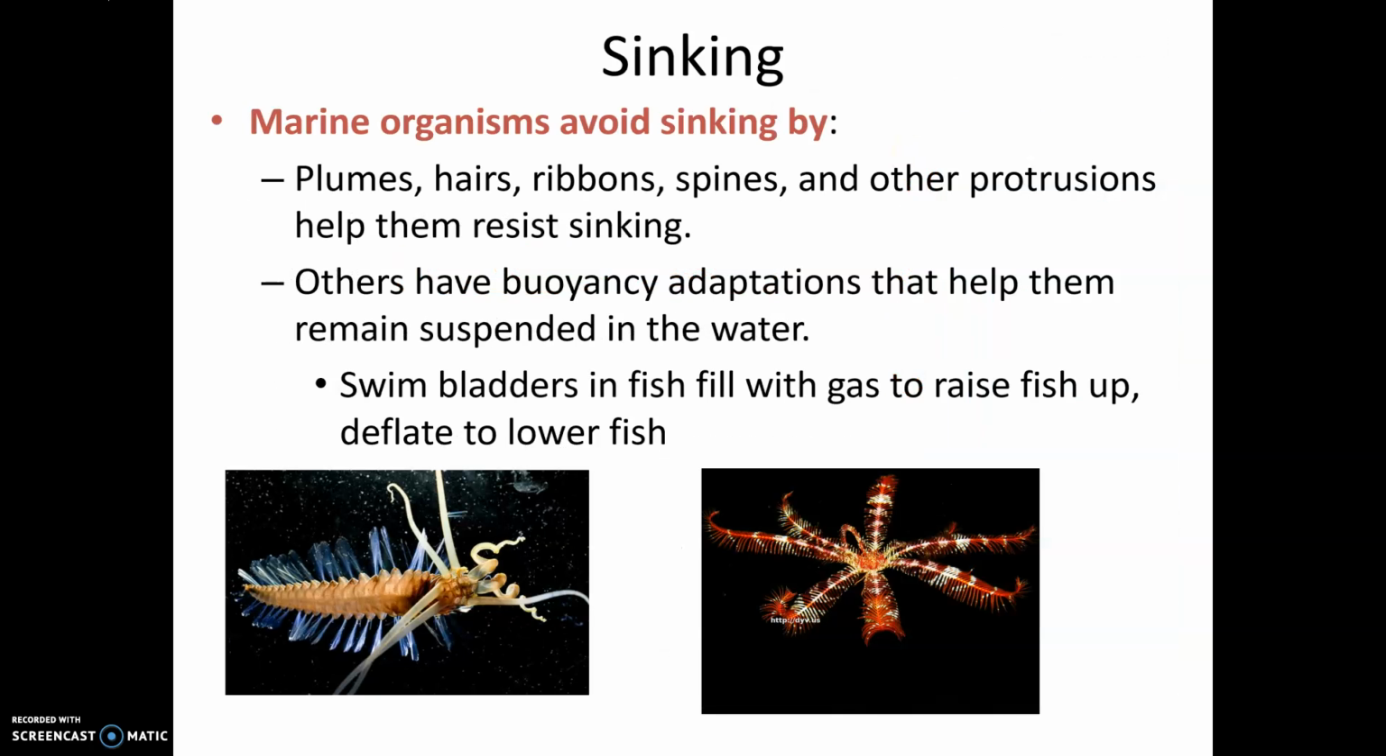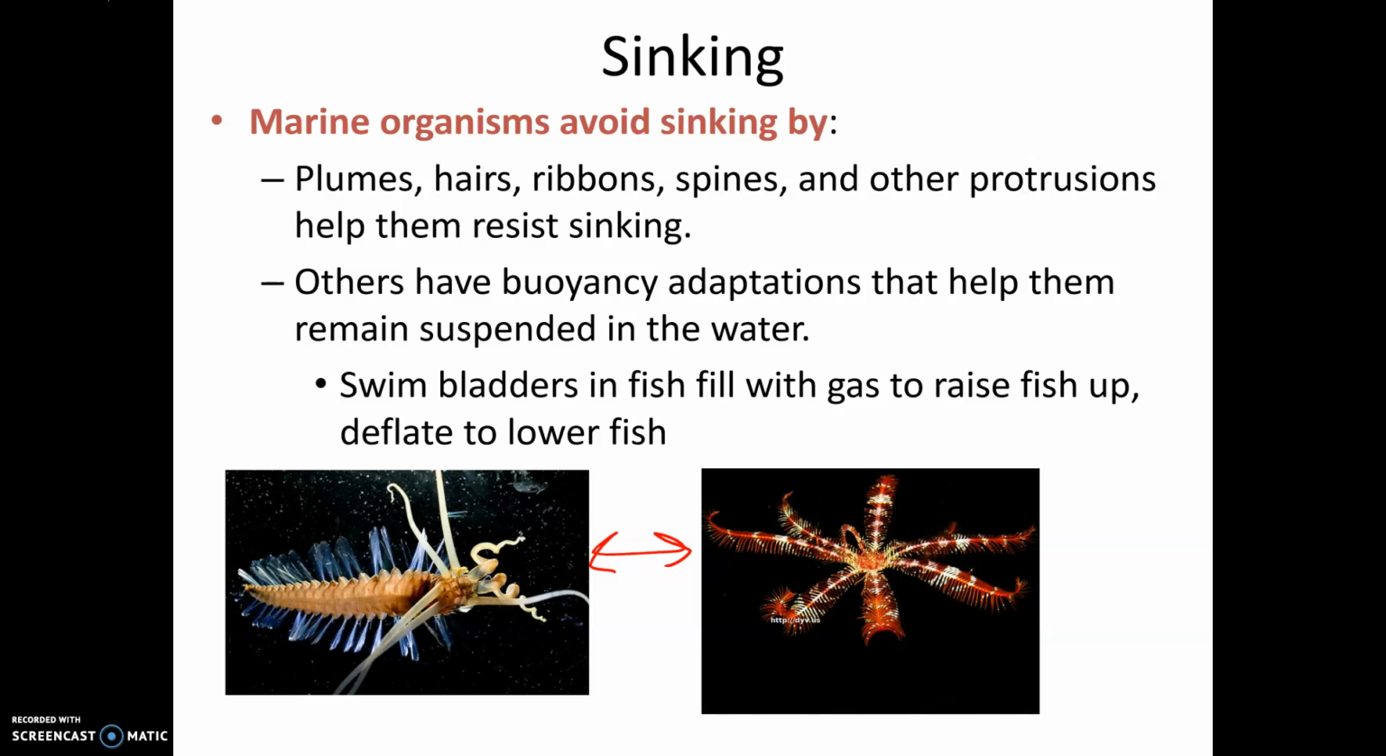Next thing that we see with animals is sinking. So since there's a little bit of pressure and usually you sink when you go into the water, there are a few things that organisms have to avoid this. And that can be plumes, hair, ribbons, spines, and other protrusions. So if we take a look here, we see quite a bit of protrusions on these two animals, and that's going to help prevent sinking by creating more surface area.